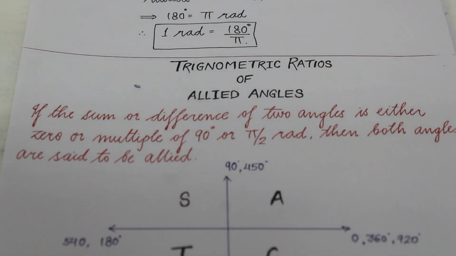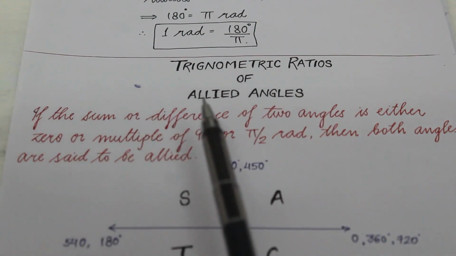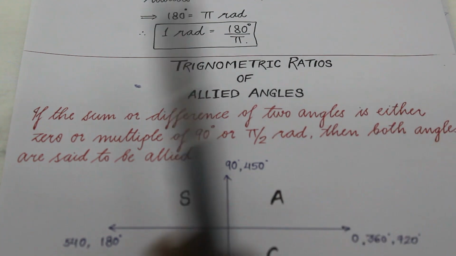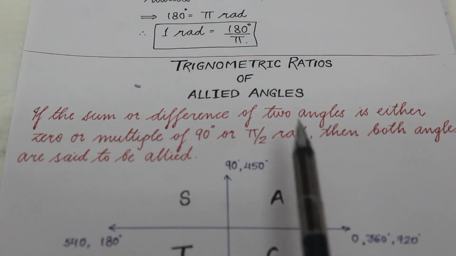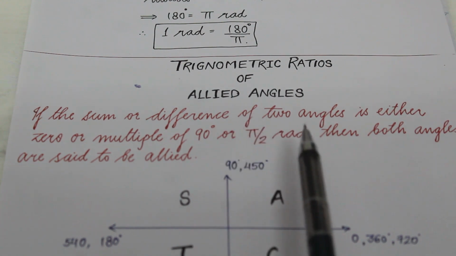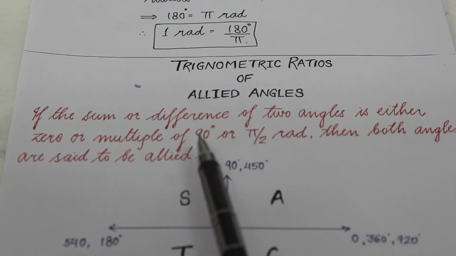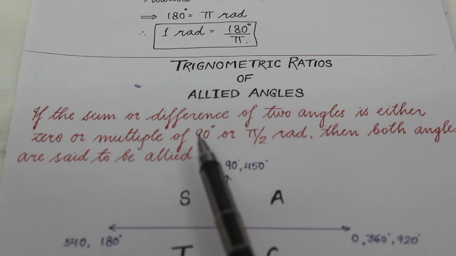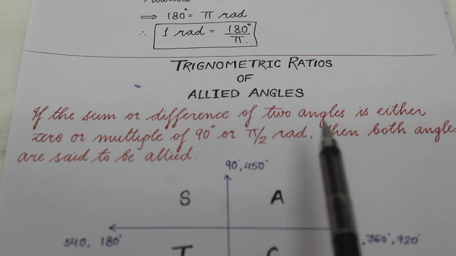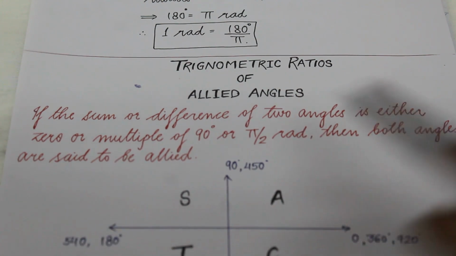For that, we'll learn trigonometric ratios of allied angles. Now what basically are allied angles? If the sum or difference of two angles is either 0 or a multiple of 90 degrees, or pi by 2 in radians, then both angles are said to be allied. I'll write pi by 2 radian because 1 radian is equal to 180 degree by pi, so 90 degree will be equal to pi by 2 radian.